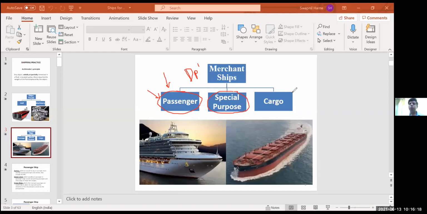And then you have a cargo vessel. Now these cargo vessels, the merchant ships, handle more than 90% of the trade around the world. Okay, so let's move ahead with the cargo ships now.